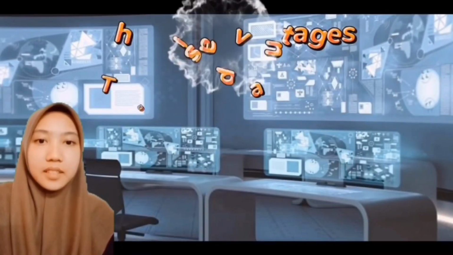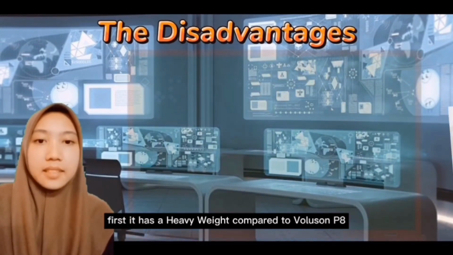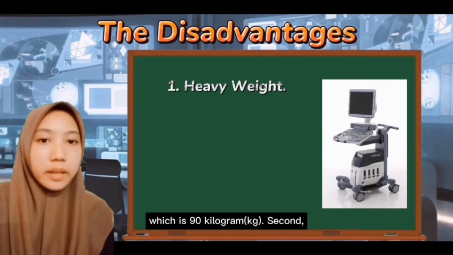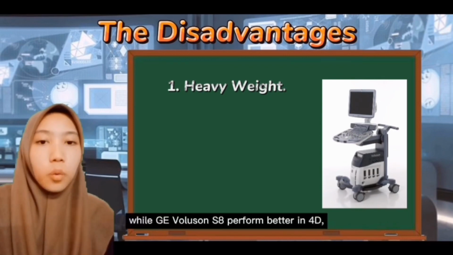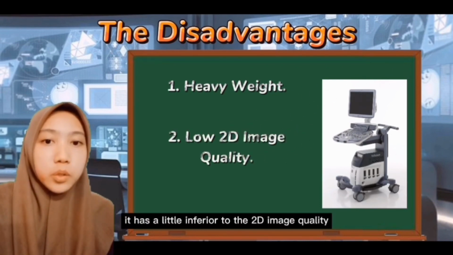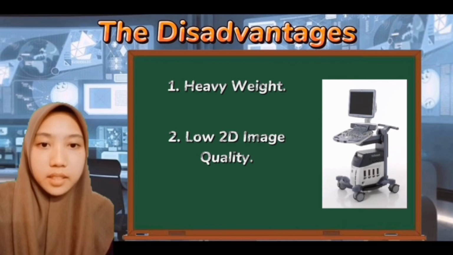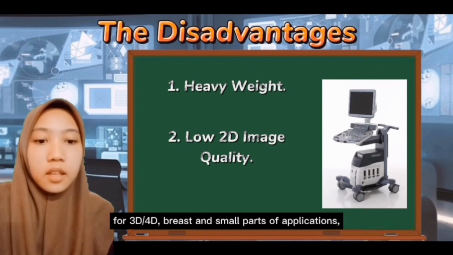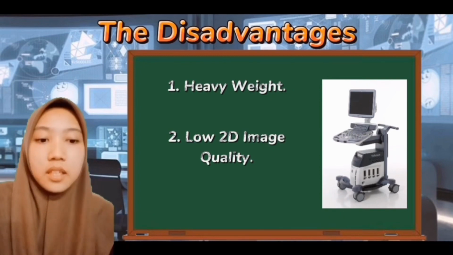The disadvantages. First, it has a heavy weight compared to the VOLUSON T8, which is 90 kg. Second, while the GE VOLUSON S8 performs better in 4D, it is a little inferior in image quality compared to the Affinity 70. And lastly, while the GE VOLUSON S8 is primarily used for OBGYN, 4D 3D, breast and small part applications, it could not scan neonates.